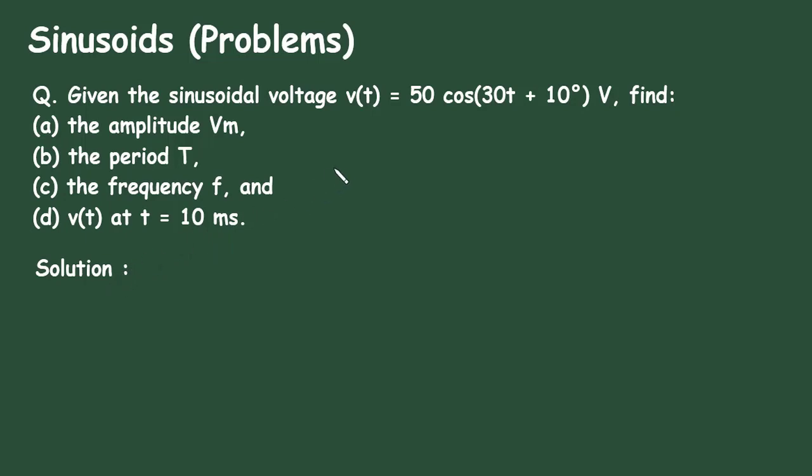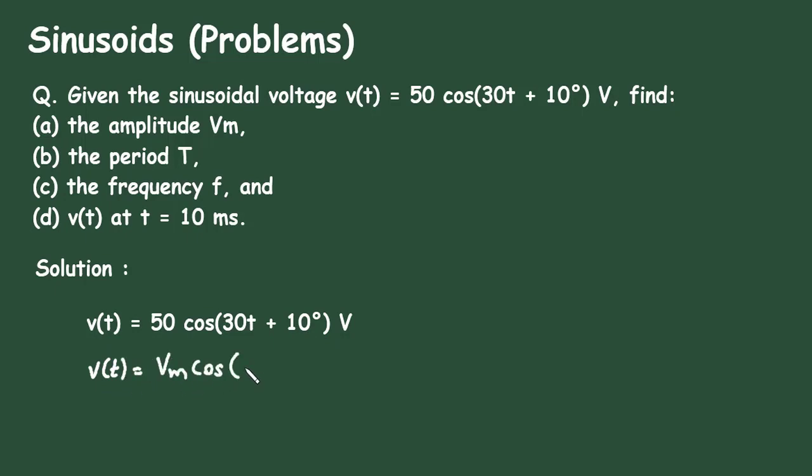Solution: first of all, we will write what is given. So here the value of sinusoidal voltage is given. So let's copy this directly. So here this is given, the sinusoidal voltage. If we compare this with the standard equation, the standard equation is V of t is equal to Vm cos omega t plus phi. So this is the standard equation, and since it is the voltage, its unit will be volts.